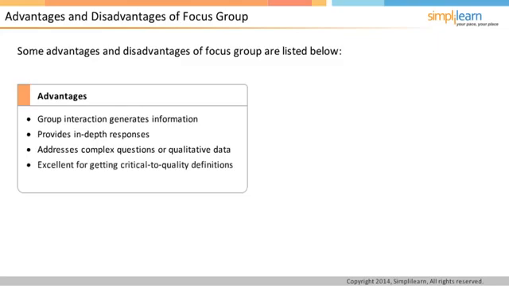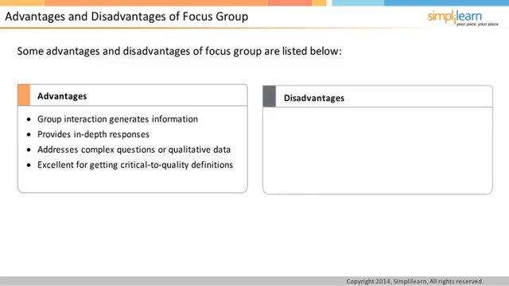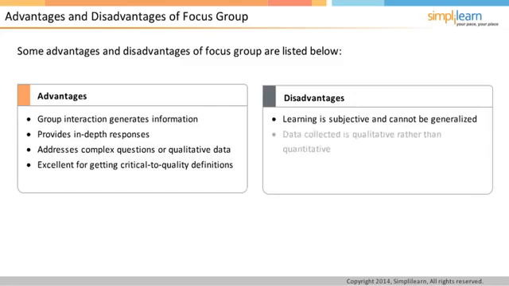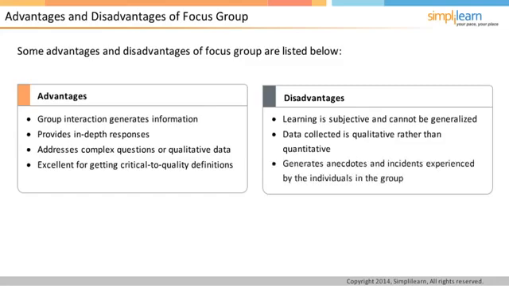On the other hand, the disadvantages of focus groups are that the learning only applies to those within the group, and it is not possible to generalize. The information collected is more qualitative than quantitative, which is another drawback. Additionally, they can also generate a lot of information from anecdotes and incidents experienced by the individuals in the group. In the next screen, we will discuss the interview technique.